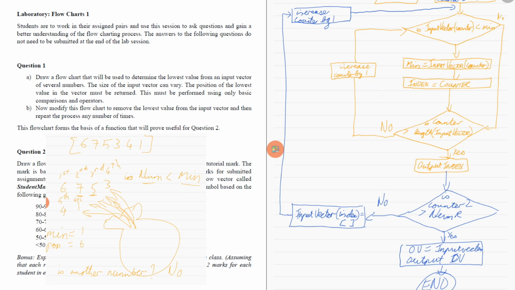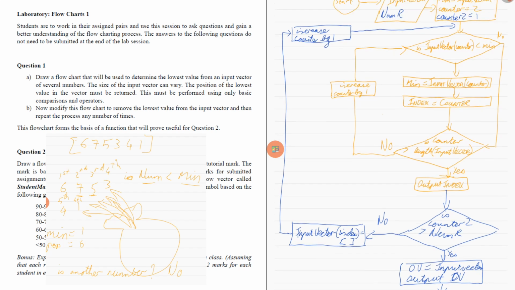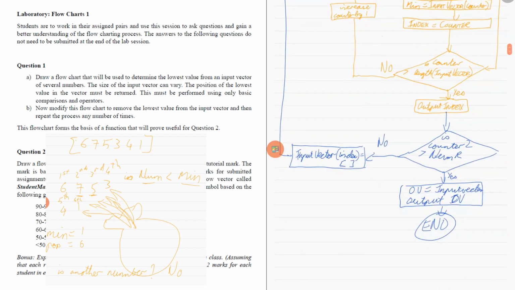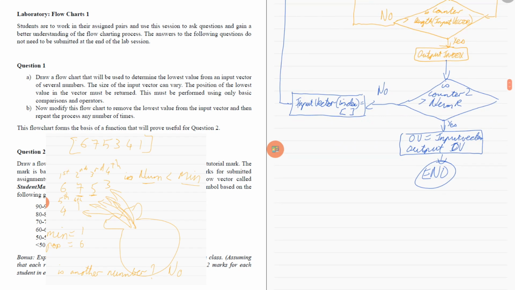Okay, thank you guys. So this flowchart that we've just used will have two inputs, input vector and numR, and it'll have a single output vector, where the inputs are your original vector as well as the number of times you need to remove something, and your outputs are, in this case, your output vector.